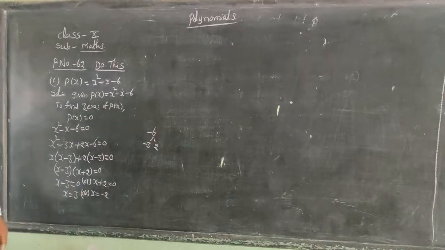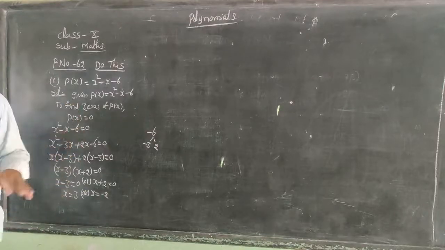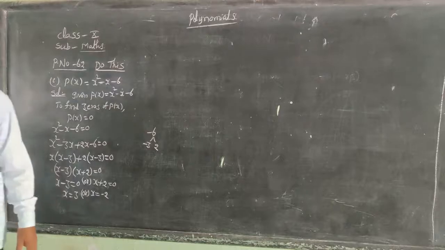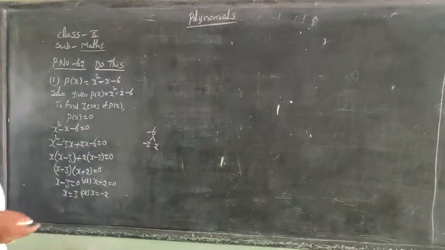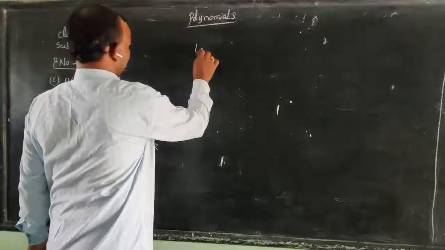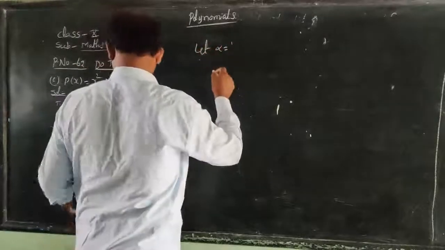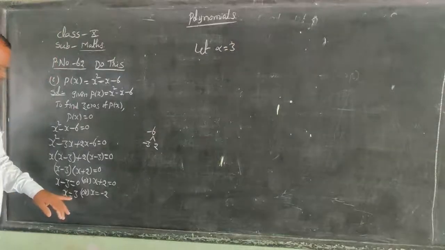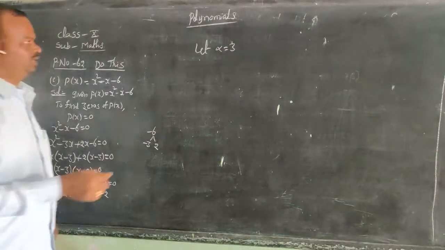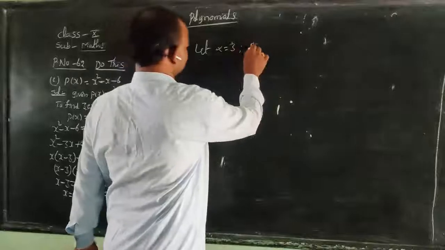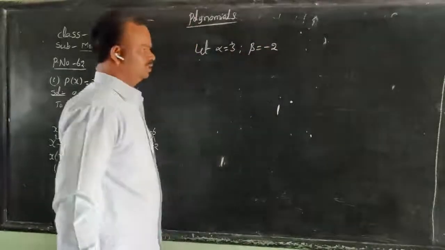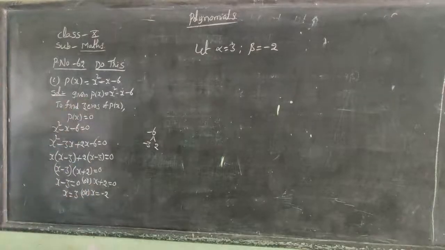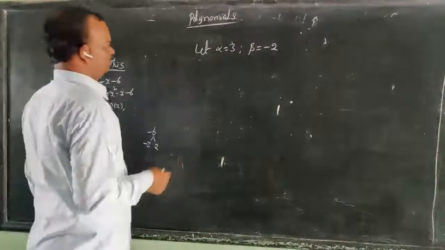And what we have been asked is to find the sum and the product of the zeros and verify the relationship. Here, let alpha be one zero, that is 3, and beta be the other zero, that is minus 2. Taking these two values as the zeros, alpha is equal to 3 and beta is equal to minus 2.